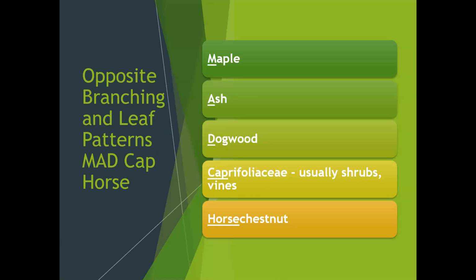And can you see the slide yet? I think we have a mnemonic device that we use. It's MAD CAP HORSE. So yeah, we see it. Okay, yeah, we do.